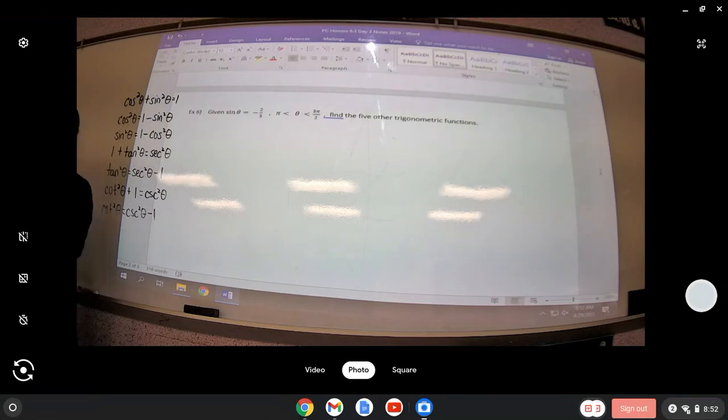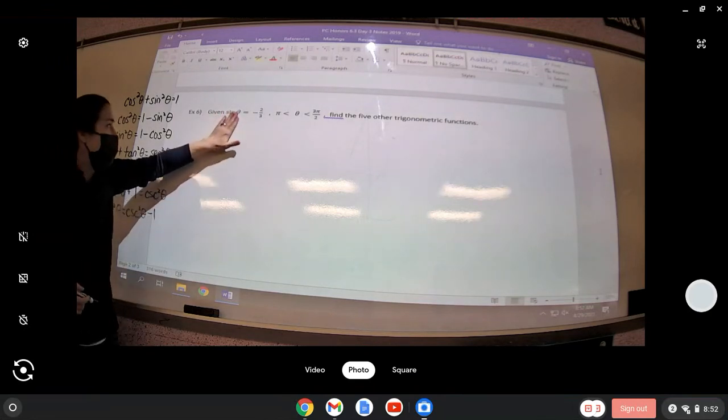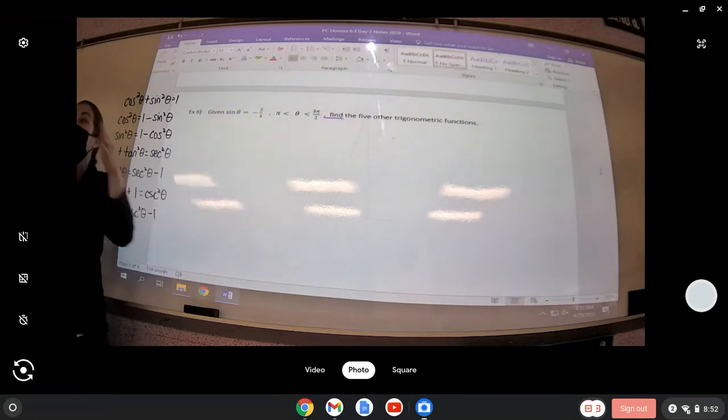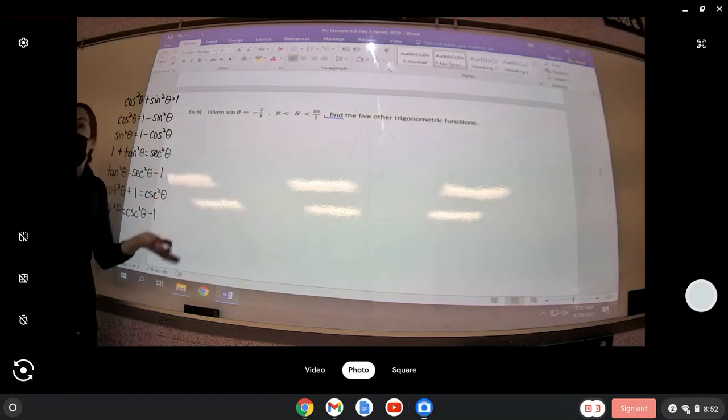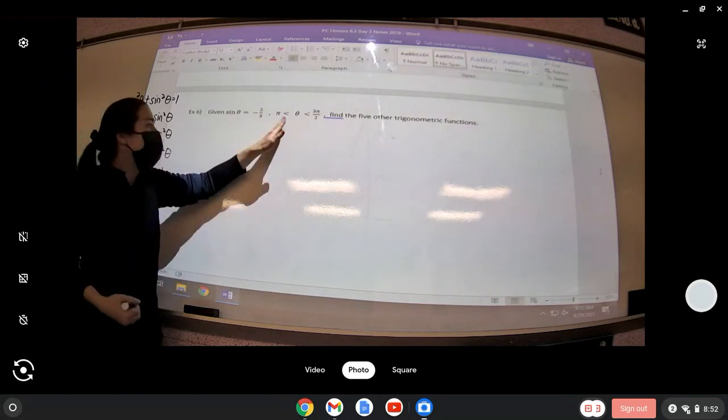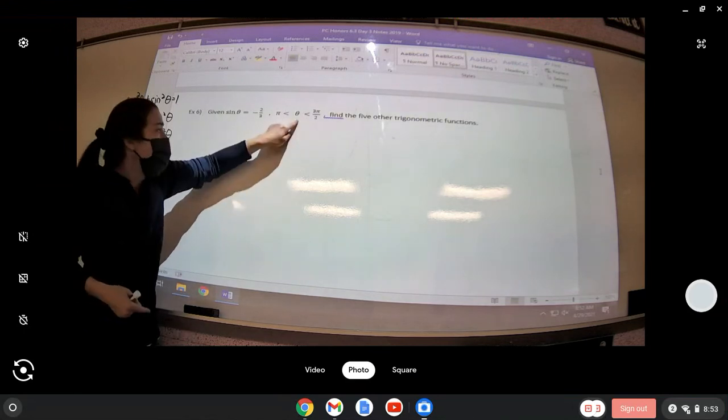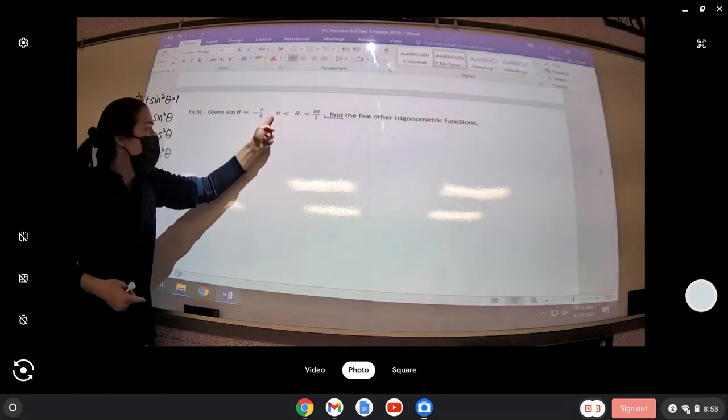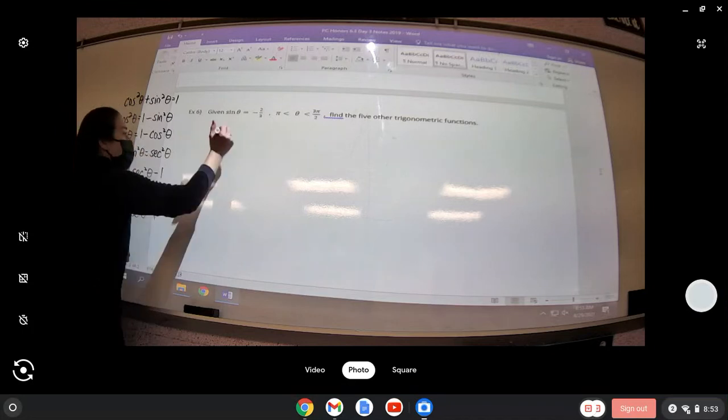It's got to be quadrant 3 or quadrant 4, because that's where the sine of an angle would have a negative ratio, a negative y coordinate. It's got to be quadrant 3 or quadrant 4. But then they go on to give you an even bigger clue. They're telling you that angle theta is in between pi and 3 pi over 2.